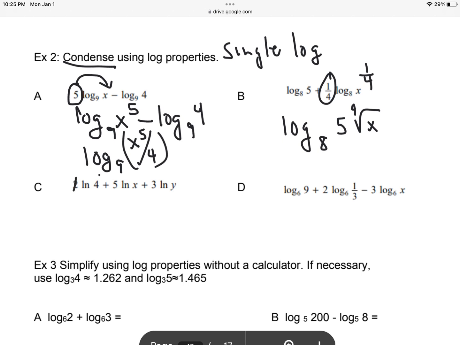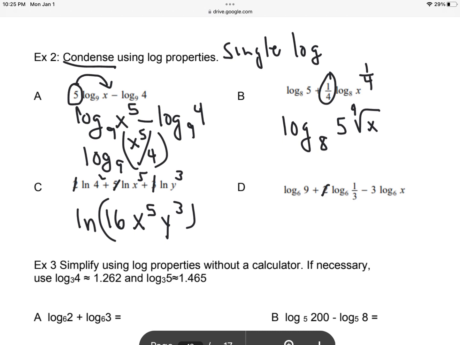Next one, I can move that 2 up, I can move that 5 up, and I can move that 3 up. So natural logs, my base is the same, it's e. They all have addition signs separating them, so I'm going to combine them across multiplication. So 4 squared is 16, x to the 5th, y to the 3rd.